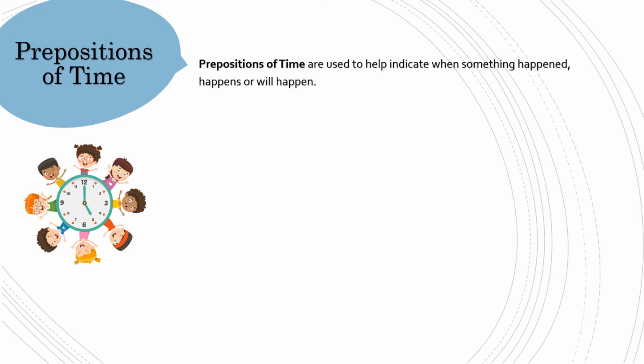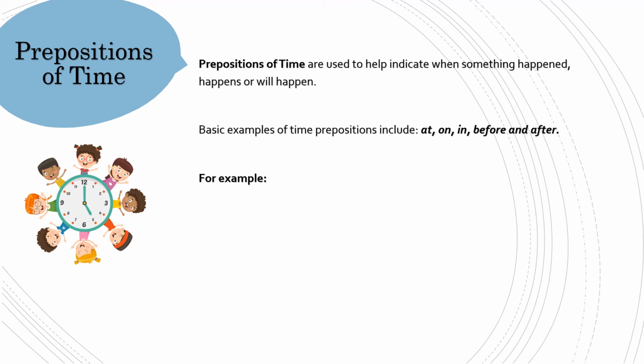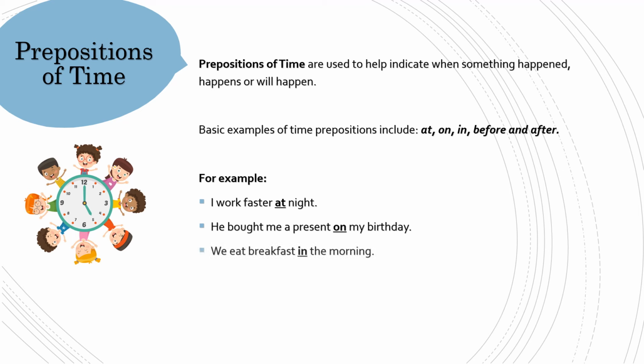Prepositions of time. Prepositions of time are used to help indicate when something happened, happens, or will happen. Basic examples of time prepositions include at, on, in, before, and after. For example, I work faster at night. He bought me a present on my birthday. We eat breakfast in the morning. We will not leave for home before 3 p.m. She will be here after midnight.